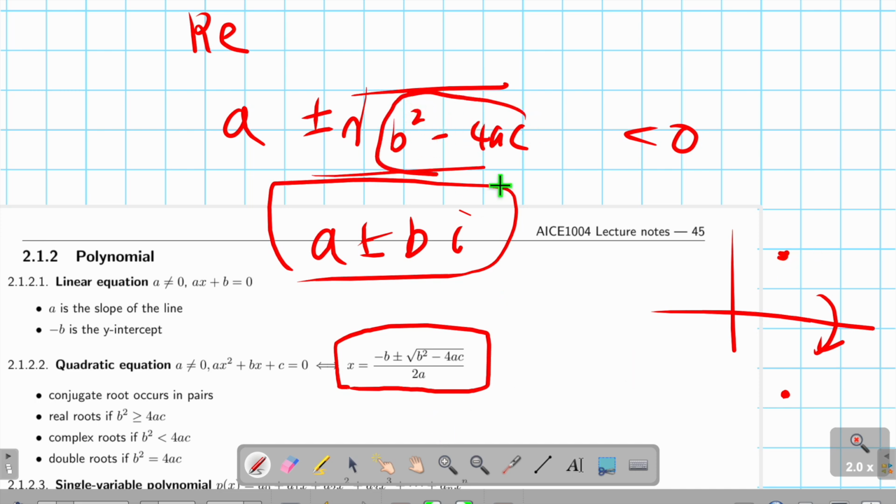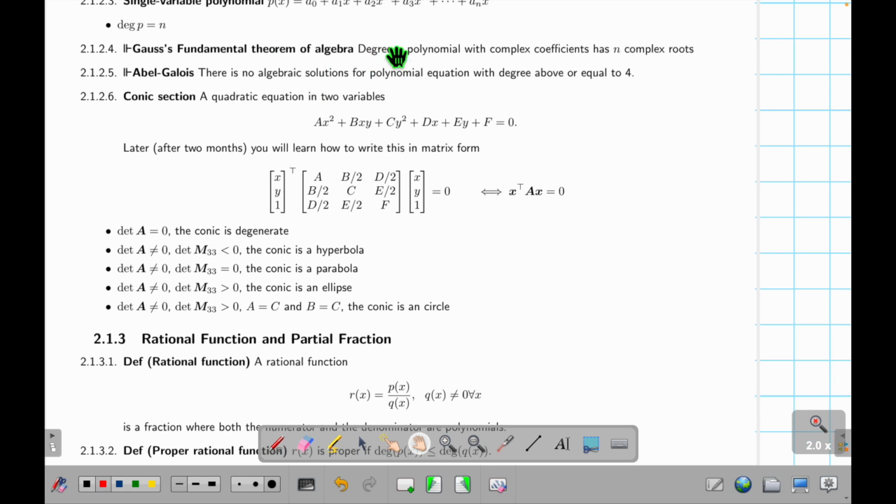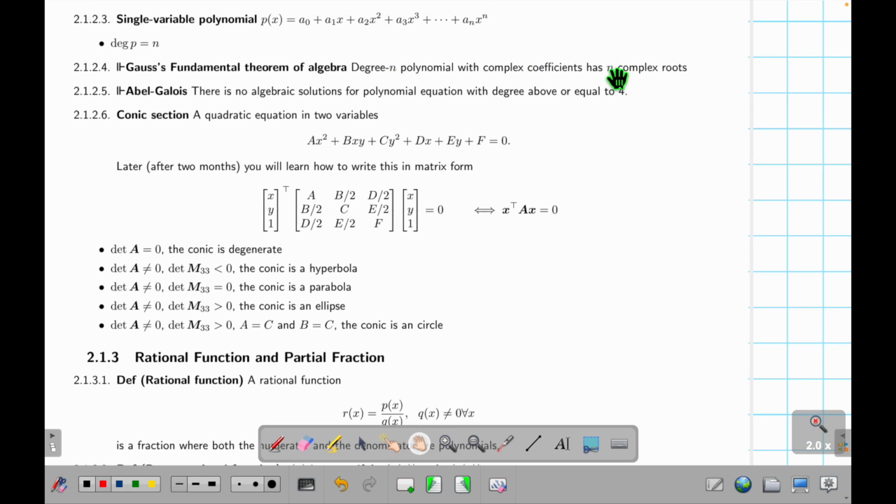And if this part is larger than 0, then you are taking a square root of something larger than 0, so you only have real numbers. Then you can imagine these 2 points move towards this line. This is the real line, right? So when this guy is larger than 0, it means your roots are on the real line. And for any degree n polynomial with complex coefficients, there are always n roots, okay?